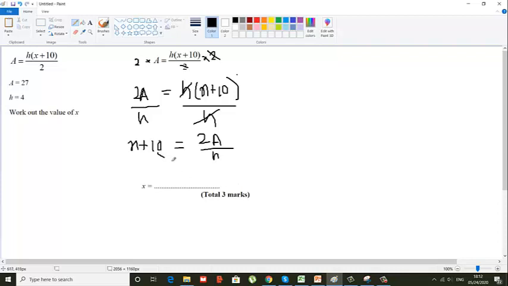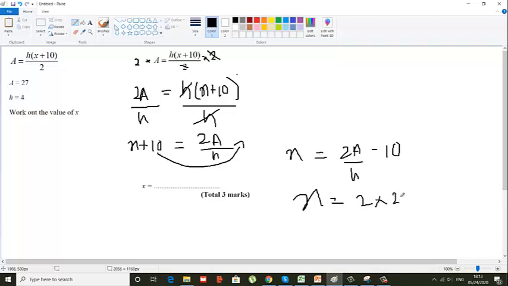Now I can move this plus 10 to the right hand side. So when the plus 10 moves to the right hand side, it will become a minus. x equals 2A over h minus 10. Now I can substitute the value of h and A into this formula. So x is equal to 2 times A, equal to 27, over h, equal to 4, minus 10.